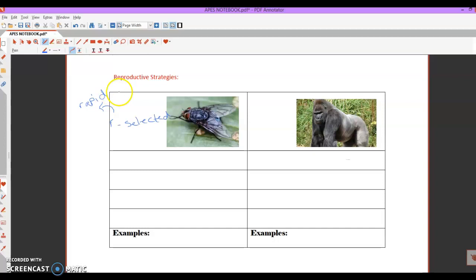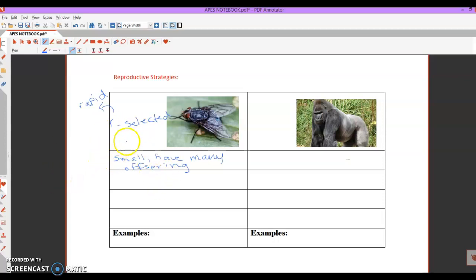So how many offspring does a fly have at one time? A lot, right? So R-selected organisms are small. Flies are obviously small, and they have many offspring. Now, why do we think they have many offspring? Well, most of the offspring don't actually survive. They either get eaten by something else, they get stepped on, etc. So they have lots of offspring at one time.